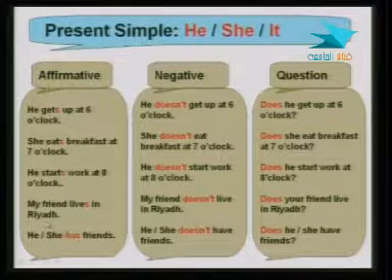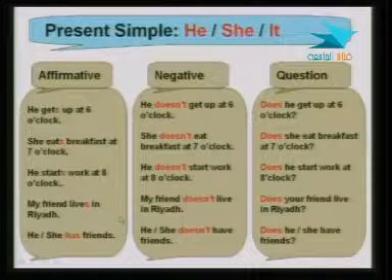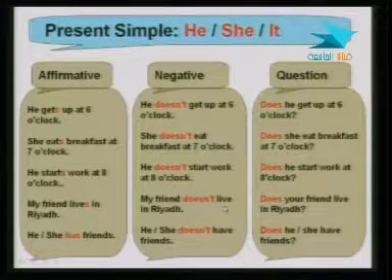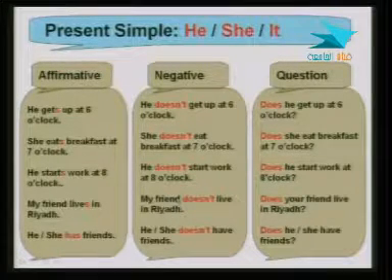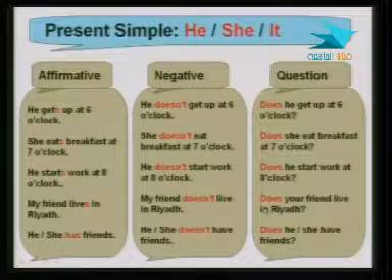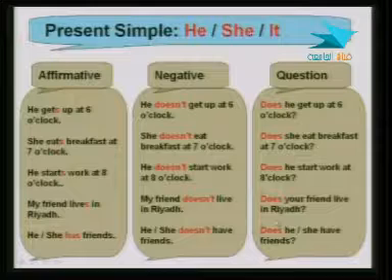You can say Riyadh has many malls, for example. My friend doesn't live in Riyadh. That's the negative of that one. And the last one here is that we have the question: does your friend live in Riyadh? Does your friend live in Riyadh?